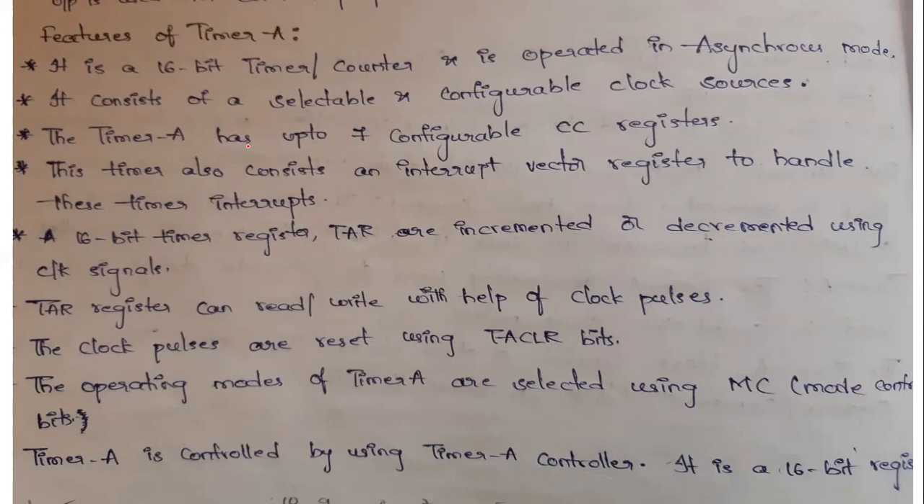Then Timer A has up to 7 configurable CC registers depending upon the timer. Don't bother about that 7; some timers have 5 CC registers available. This timer also has an interrupt vector register to handle these timer interrupts. So TAIFG we have already studied; those are the timer interrupts.